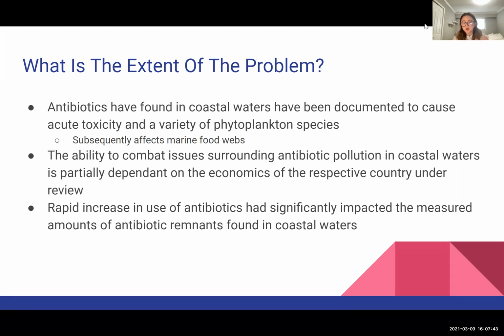So for example, there are currently over 36 different types of antibiotics frequently detected in China's coastal waters. And many of these 36 antibiotics have been found to cause acute toxicity in a variety of phytoplankton species. And as we know, phytoplankton makes up a large portion of the base of the marine food webs. And so if there is a large population crash in phytoplankton, it could lead to critical bottom-up effects on organisms that are higher up on the food chain if there's no compensation for the loss of phytoplankton.